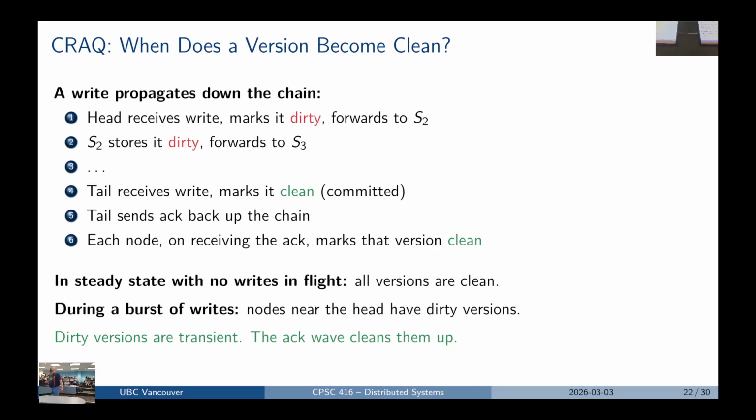So, the beautiful thing about this is that in steady state, when there's no writes in flight, all the versions are clean, and therefore, a burst of reads is satisfied by spreading it out. And this gives you much better read functionality. When you get a burst of writes, then the nodes near the head that have dirty versions are going to be the ones who bounce it to the tail.